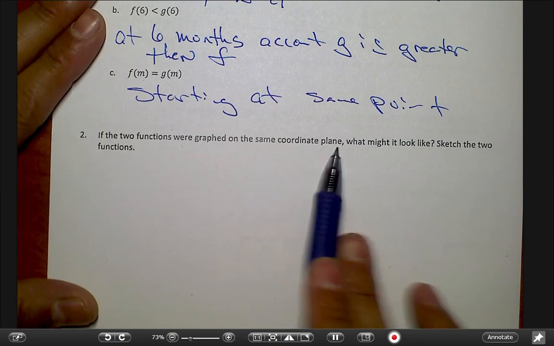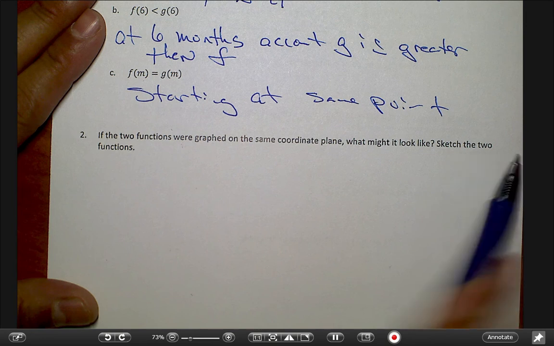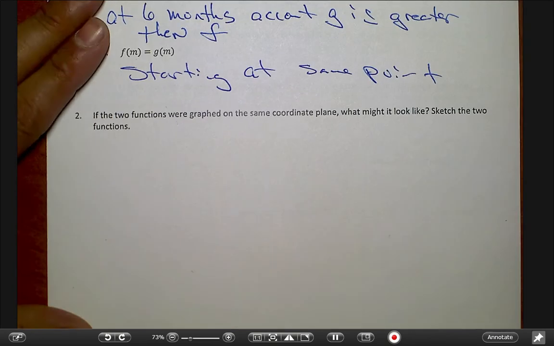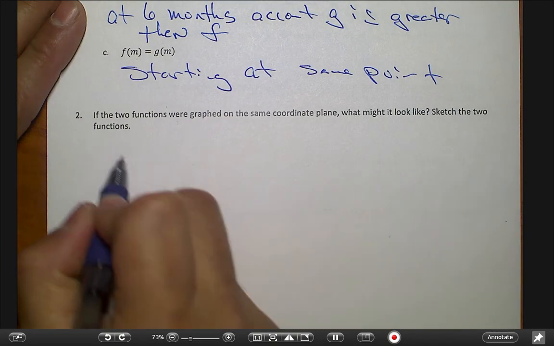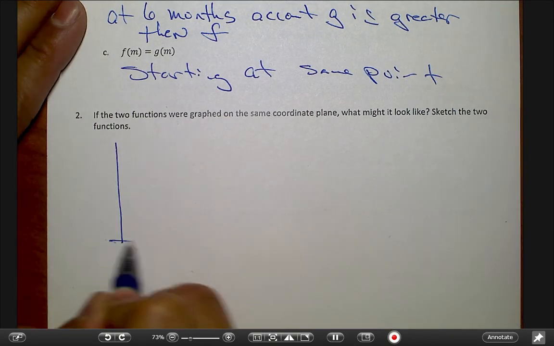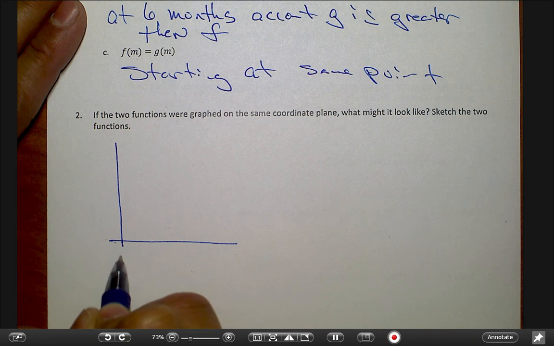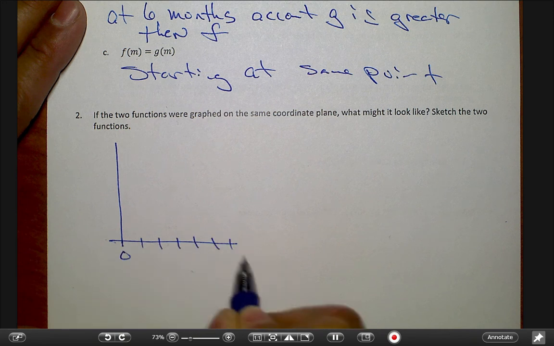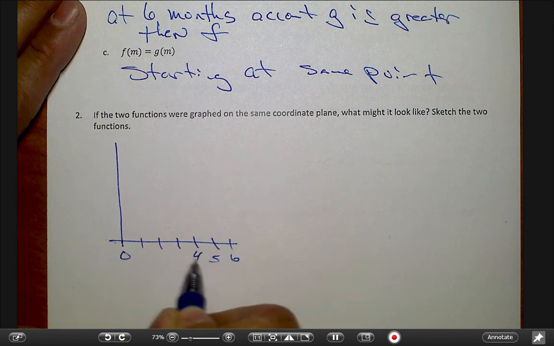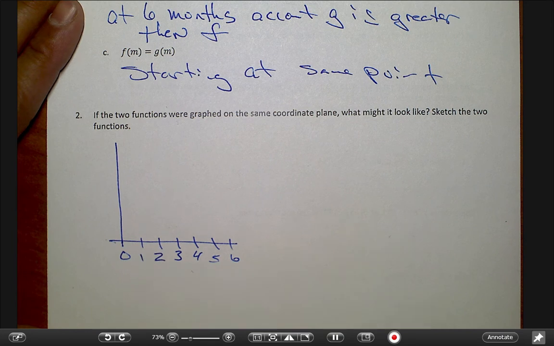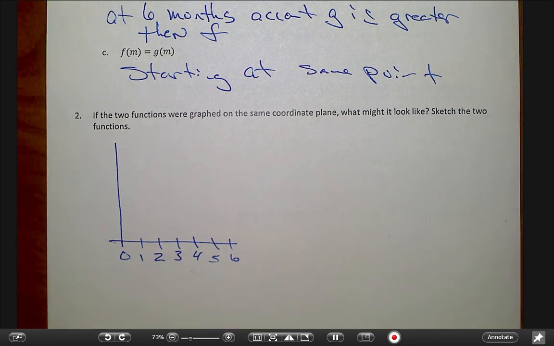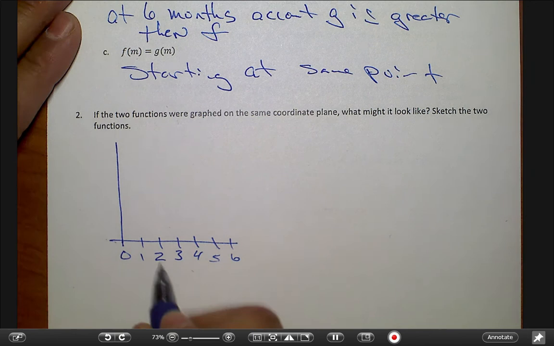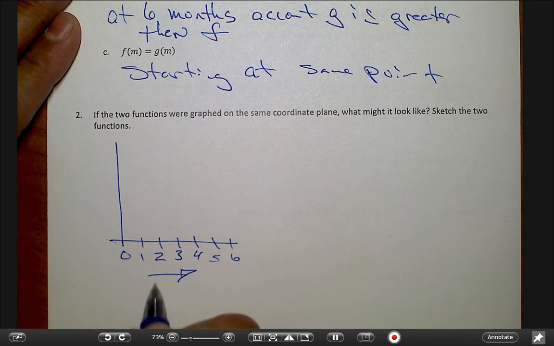All right, it says, if the 2 functions are graphed on the same coordinate plane, what might this look like? Sketch 2 functions. Now, I'm going to show you guys. We're going to do a graph like this. 0 months. 1, 2, 3, 4, 5, 6. Because we do not know the amount of money, we know that going this way, this is months.